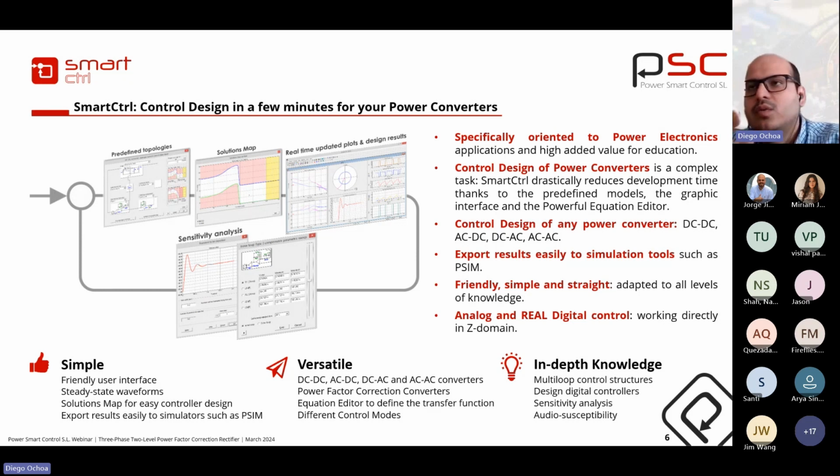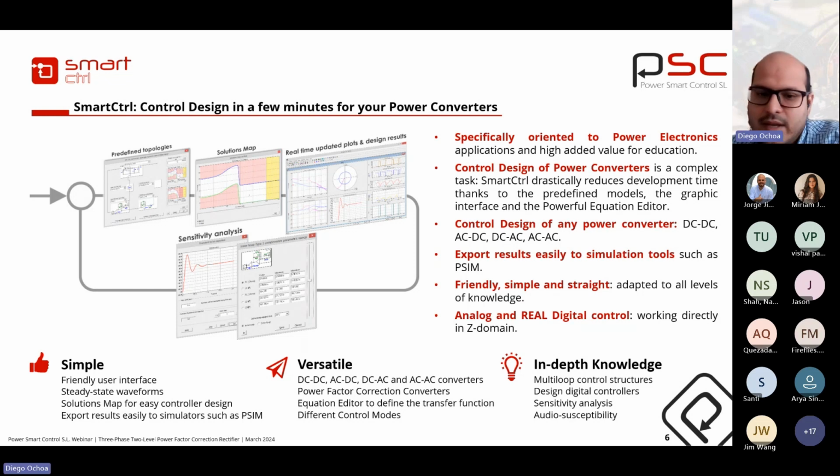There are three ways to define the converter plant. The first way is called the predefined topology. In this case we can find several transfer functions of the most typical power electronic converters, like for example buck converter, boost converter, phase shift full bridge converter, dual active bridge, and the new topology that is included in the new version of Smart Control, the three-phase two-level PFC rectifiers.